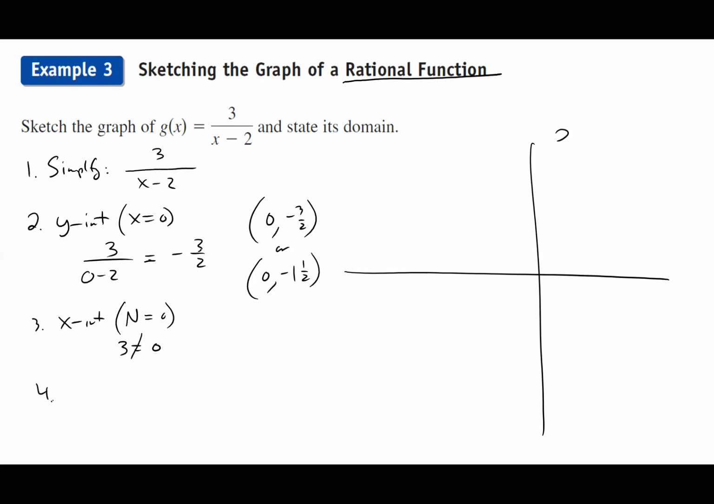Number 4, we're looking for the VAs, vertical asymptotes here. So what we do is we go back to number 1. It has to be in simplified form. And we think, what is the problem in our denominator still?